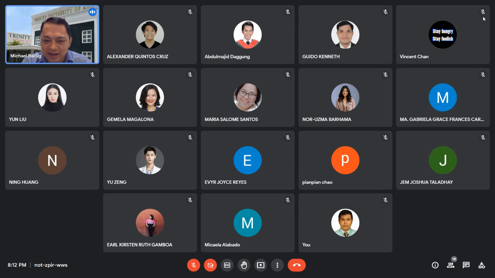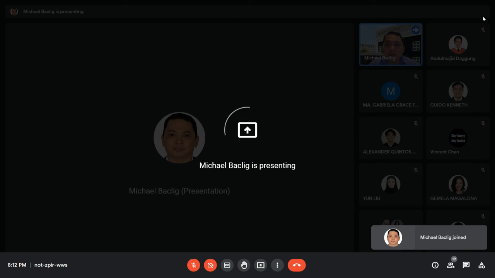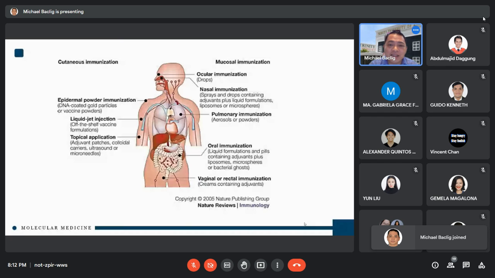But here, Abdul Mahid. So there are several ways of administering vaccines. You can do ocular, like drops, nasal, oral immunization, vaginal, rectal immunization. Topical, like the adjuvants nga. Epidermal, ito yung patch. No? So these are some of the ways that we can administer the vaccine. I got this from this source.